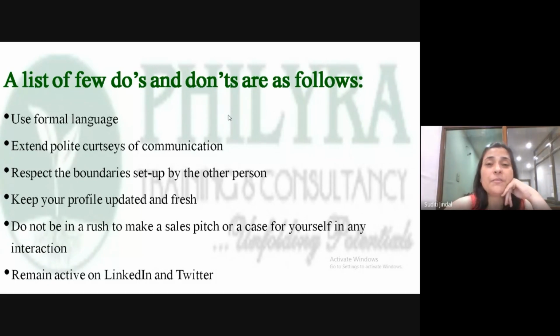Again, we have to keep our profile updated and fresh. Only then will others be encouraged to interact with us. And we should not be in a rush. Our students especially should not be in a rush to make a sales pitch or a cold call for themselves if they have become part of any interaction with a thought leader or person of repute, immense repute and influence. We should rather treat that opportunity as a privilege to interact and gain more knowledge and information from that person rather than something as materialistic as a job or an internship.